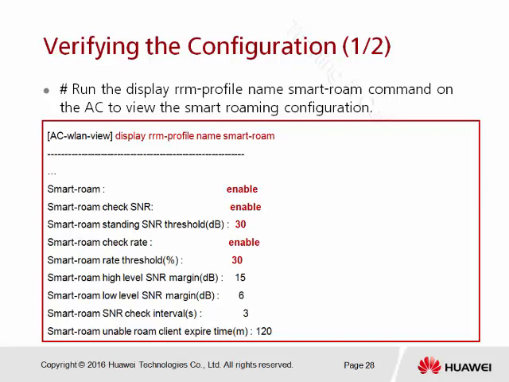If you want to verify the configuration, we use the command display RM profile followed by the name. After the configuration on the RM profile is enabled, you can see the smart roam check SNR, whether it's already enabled or not. When you have never enabled it, it will show disable. And of course for the threshold, you can see the threshold limit, set to 30 dB for the calculation.